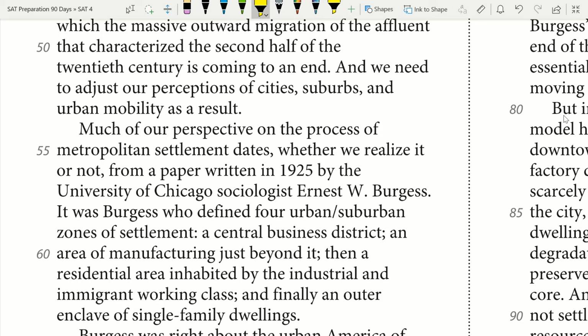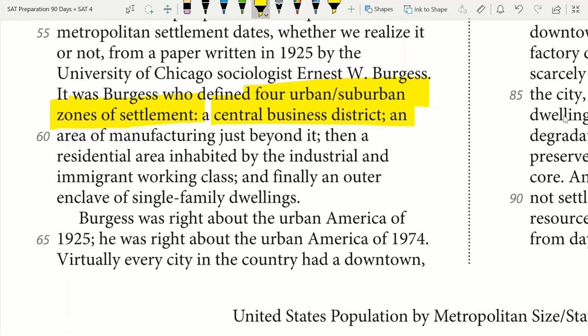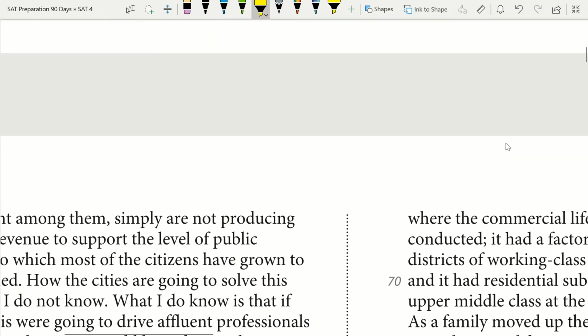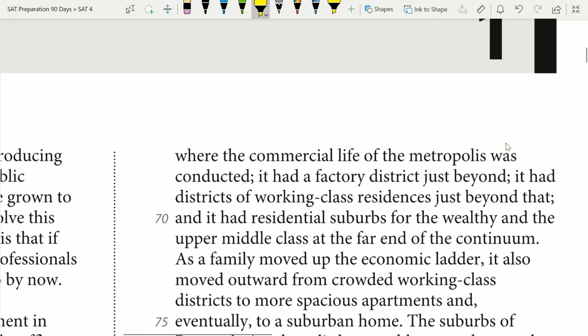Much of our perspective on the process of metropolitan settlement dates, whether we realize it or not, from a paper written in 1925 by the University of Chicago sociologist Ernest W. Burgess. It was Burgess who defined the 4 urban, suburban zones of development: a central business district, an area of manufacturing just beyond it, then a residential area inhabited by the industrial and immigrant working class, and finally an outer enclave of single-family dwellings. Burgess was right about the urban America of 1925. He was right about the urban America of 1974. Virtually every city in the country had a downtown where the commercial life of the metropolis was conducted.